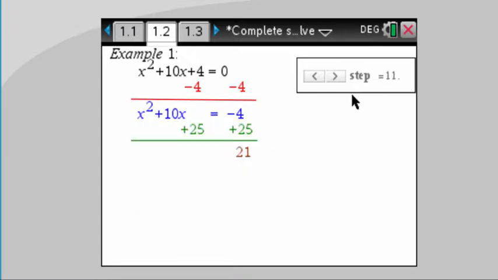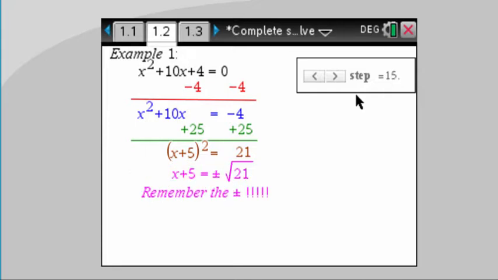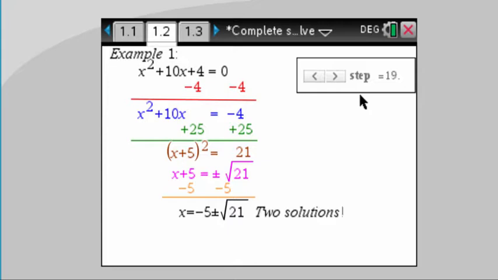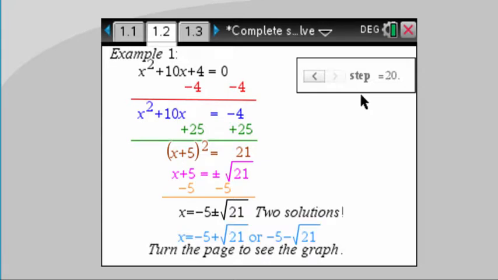Simplify the right. Factor the left. Okay, take the square root of both sides. Don't forget the plus or minus. Solve for x by subtracting 5. Boom. 2 solutions. -5 plus radical 21, -5 minus radical 21.